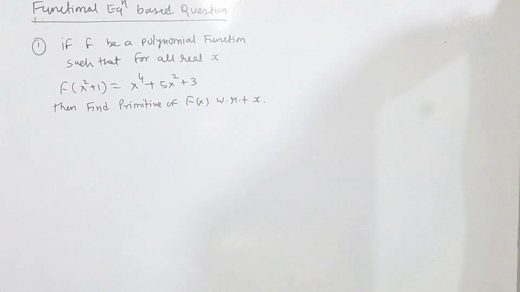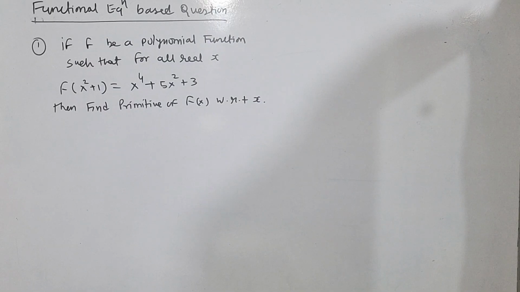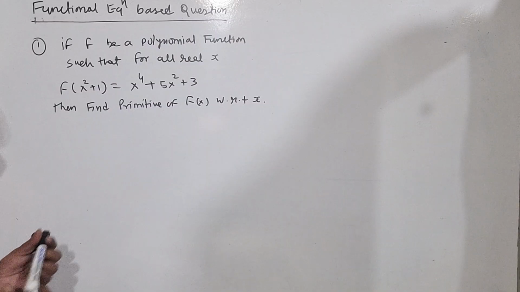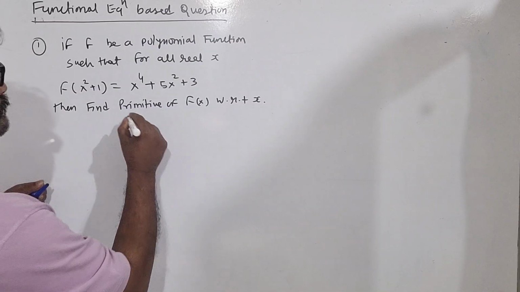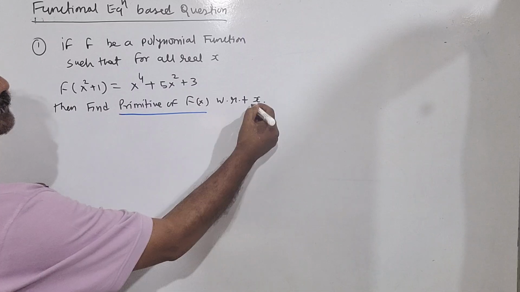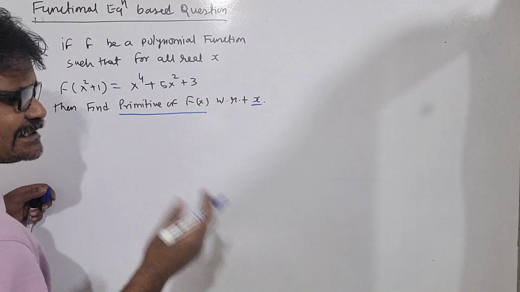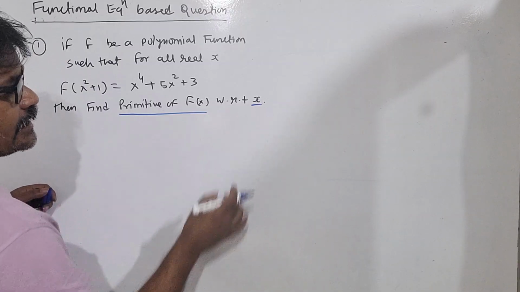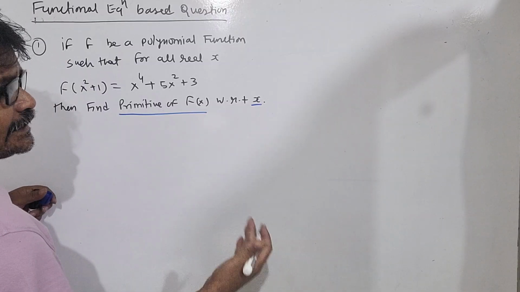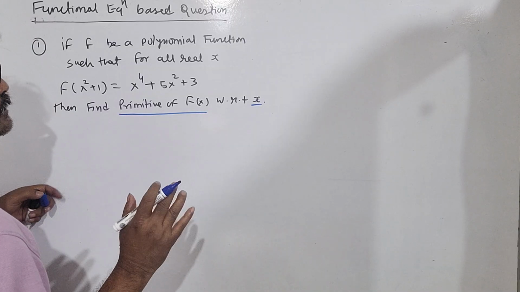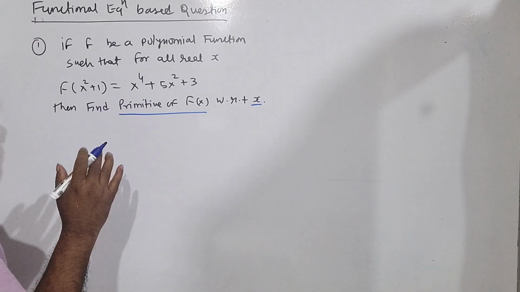So the first question is: if f is a polynomial function such that for all real x, f of (x square plus 1) equals x to the power 4 plus 5x square plus 3, then find the primitive of f(x) with respect to x. Primitive means integration. We all know what a primitive, an antiderivative, integration is, and what the dx represents. We are all very clear about these points.